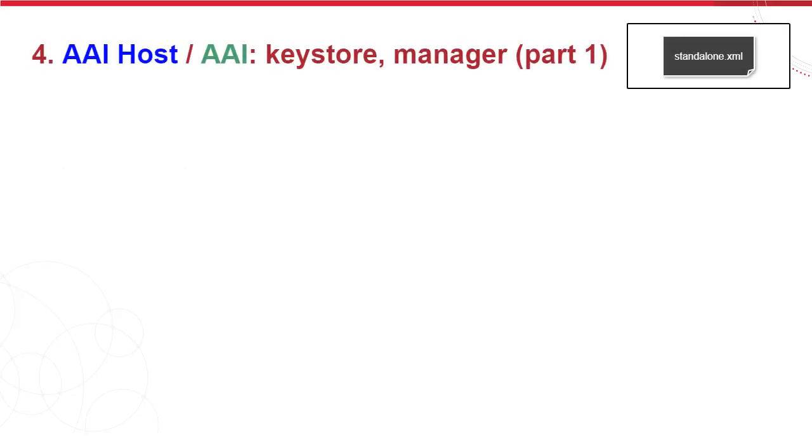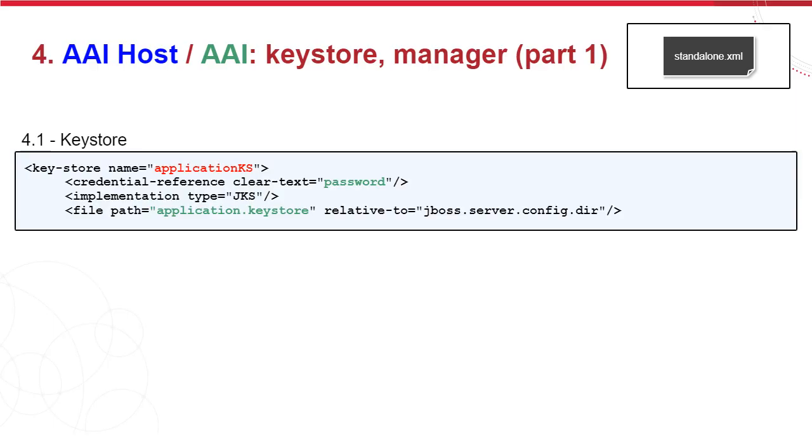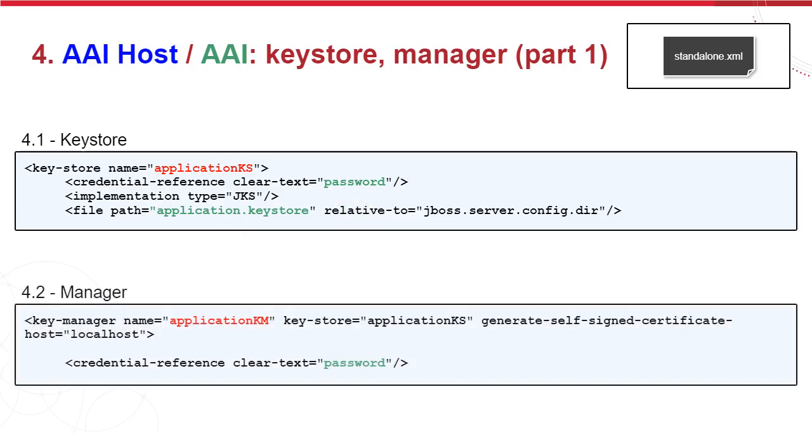It's now time to update standalone.xml as user AAI. We have to reference the key store and corresponding key store manager. We look for application KS. Set the password to the key store password and the name of the key store file. Since both files are in the same directory, you do not need to specify the location. For the manager, look for application KM and change the password to the key store password. Do not close standalone.xml.